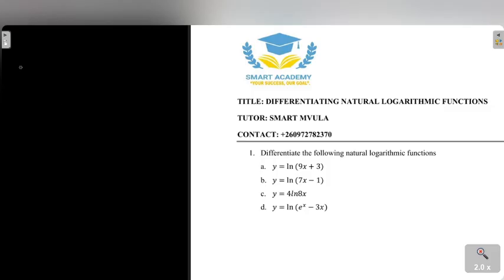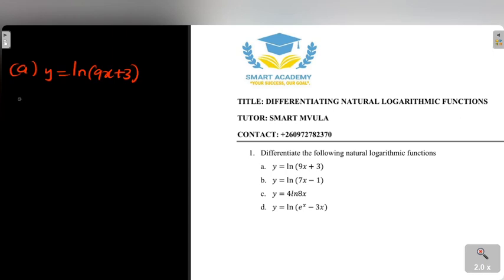So we have part (a), y is equal to natural log of open brackets, 9x plus 3, close bracket. So now we want to differentiate this natural log.